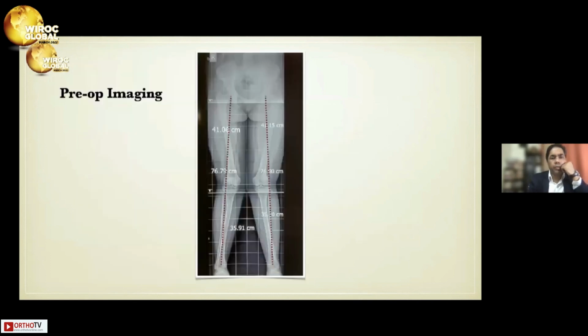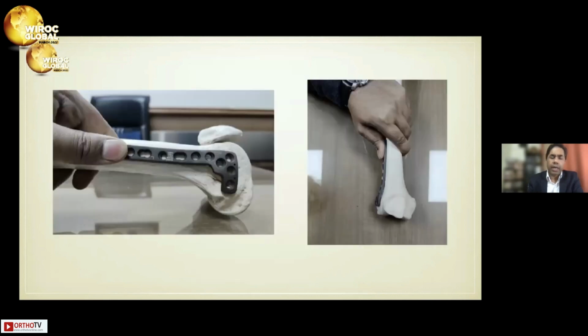With respect to the pre-op imaging, I did this full length X-ray extending from the ASIS to the ankle joint, and found both the mechanical axes are outside the third zone. What I find is that if the child is around 17 or 18 years old, then lateral femoral condyle plates fit very well. But if the child is younger, about 14 or 15, then I prefer to use the medial tibia plates.